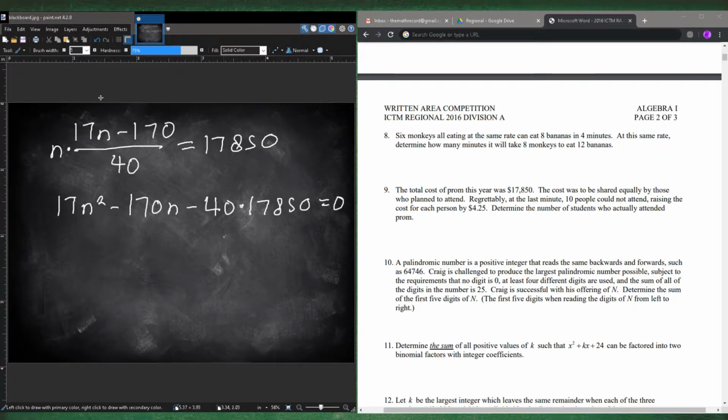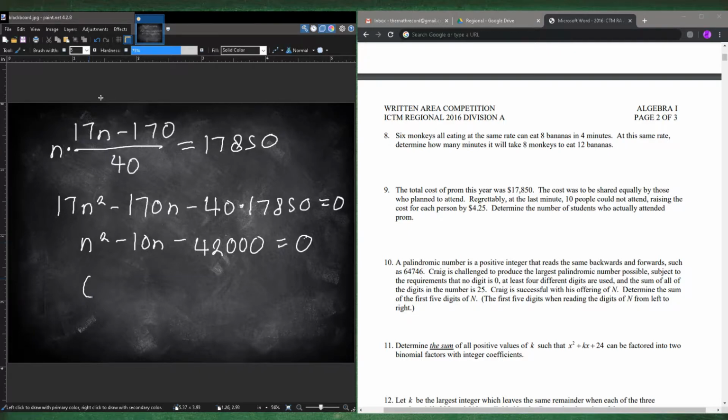Okay, so let's see if that can be divisible. Is that divisible by 17? And it is. So we can divide all this by 17, so that's n squared minus 10n minus 1050 times 40, that's 42,000, is equal to 0, right? So you could use the quadratic formula, or you could graph this and find out what the answer is. You could just use your calculator.